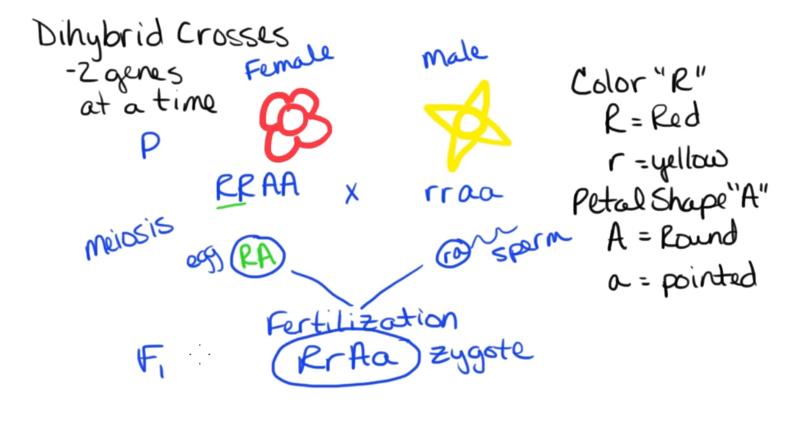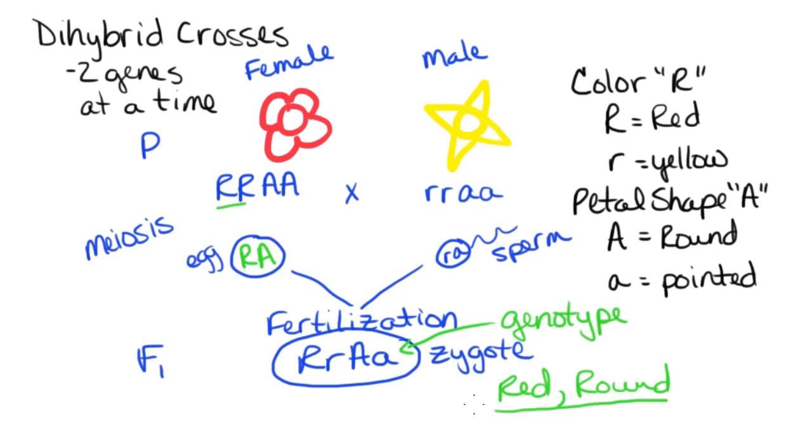Okay, so we've produced that. Now, the letter combination inside the little circle that I've drawn would be the genotype. So 100% of our F1s are going to be heterozygous for R and also heterozygous for A. But then we could also talk about their phenotype. We would evaluate the phenotype for the R gene, which means it's going to be red. And then we would evaluate the phenotype for the A gene, which means it's going to be round.